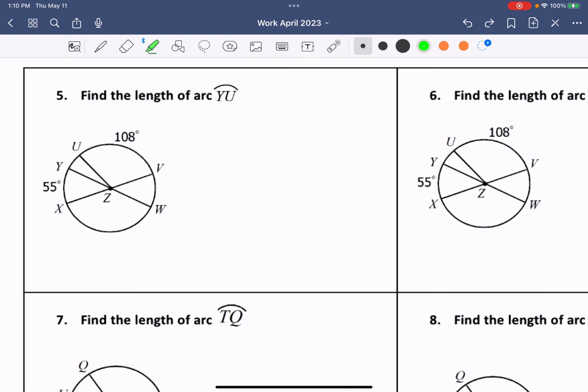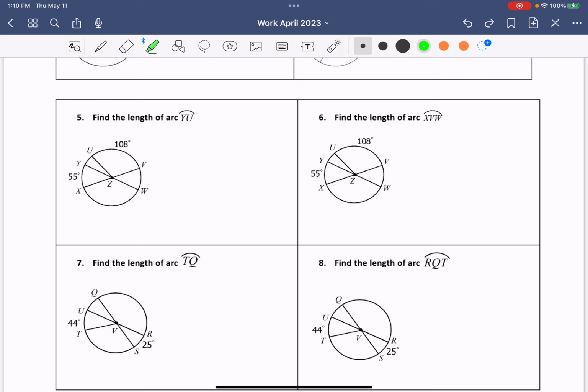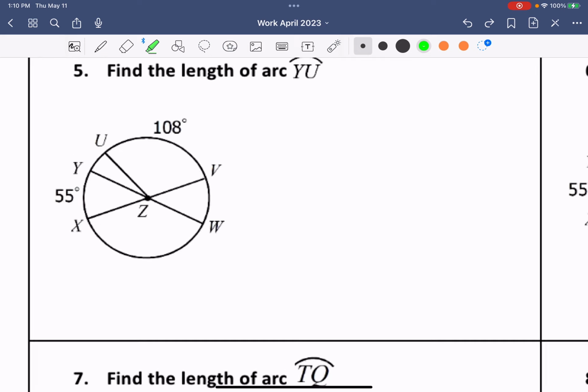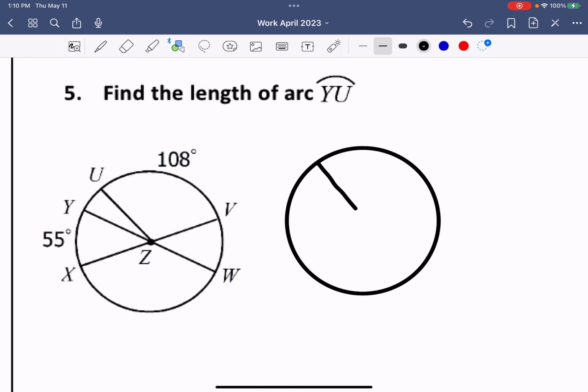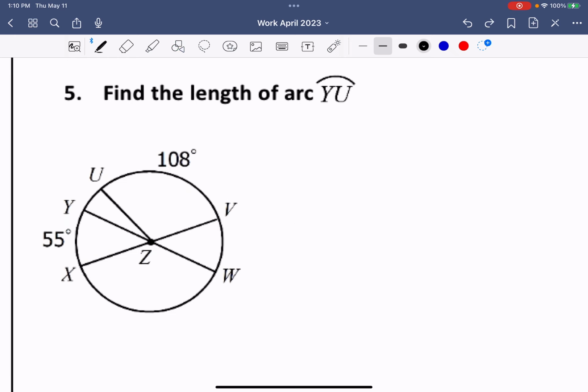Okay, length. So these 4 are about length. I'll do the top 2 and you can do the bottom 2. Length of an arc. We've covered this before, but let's go over it. These are all central angles, right? We have a circle and the cuts are being made to the center where Z is. All of them are being cut to the center. Then they are the same degree. The arc is the same as the central angle, so they're exactly the same.